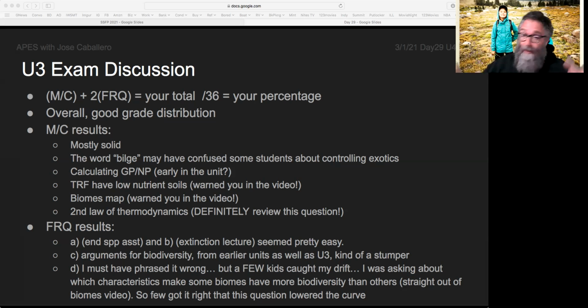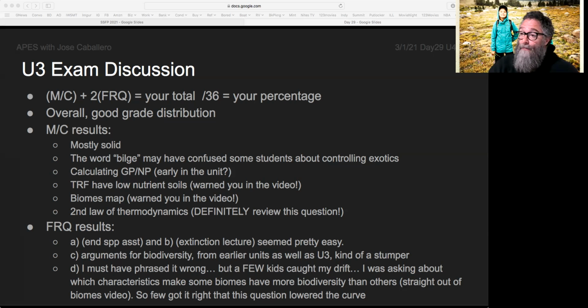Here's your free point. Everybody can do this on the correction. Get ready to write this down. If you have high productivity and a really consistent environment, you will have very high biodiversity. So our coastline, coral reefs, tropical rainforest have high productivity and they have very high biodiversity.